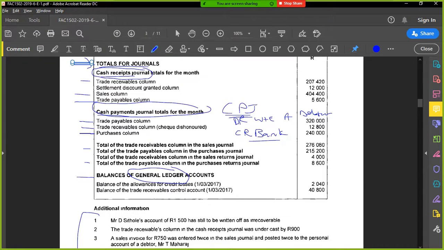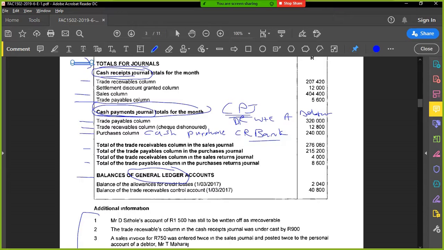Purchases. Will purchases in the cash payments affect my debtors? No, purchases don't affect your debtors. This is cash purchases. Oh, is it cash? I thought it was the purchases journal. I got confused. Okay, if it was a purchases journal, it'll affect your creditors. Oh, okay, fine.